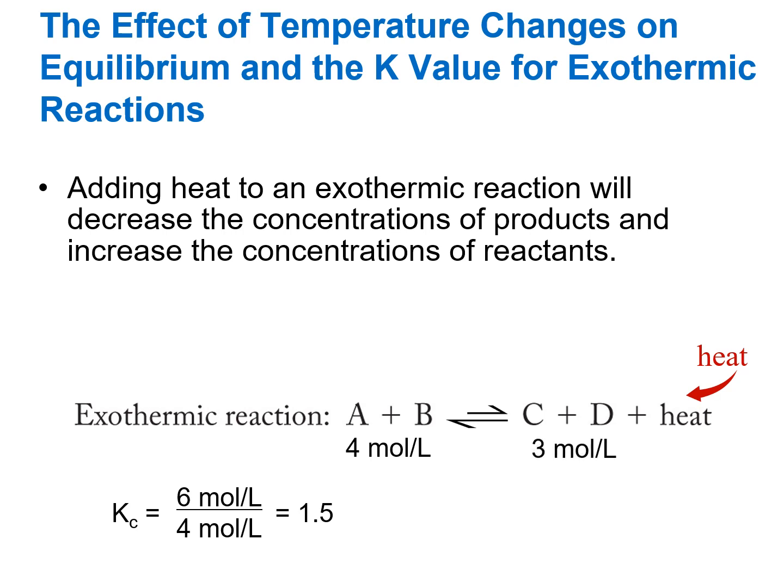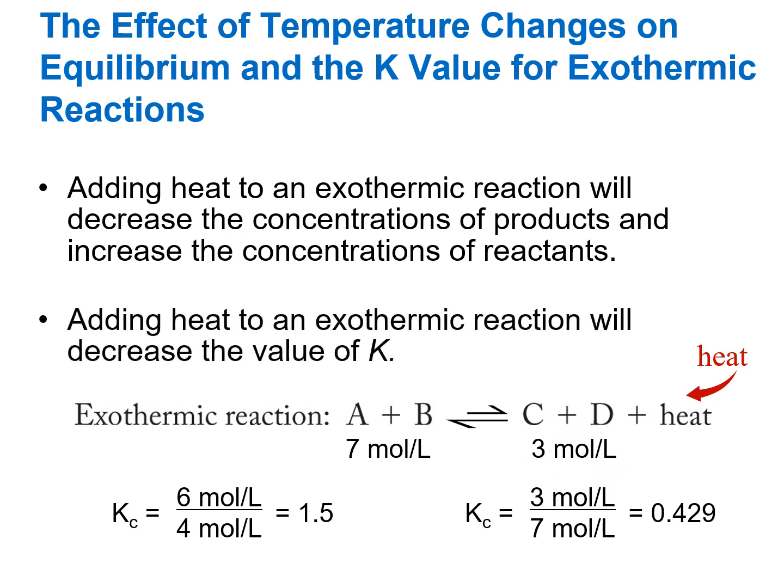Let's say that we used up 3 moles of our product, leaving us with 3 moles, and those 3 moles went over to our reactant. So now we have 7 moles of reactant. If we calculate a new equilibrium constant, we're going to see something very different. Now we're going to see that the equilibrium constant went down quite a bit because of the loss of the products. So from this we can conclude that by adding heat to an exothermic reaction, it's going to decrease the value of K as a result of having lost some of the product and having seen a gain in the concentration of the reactants.